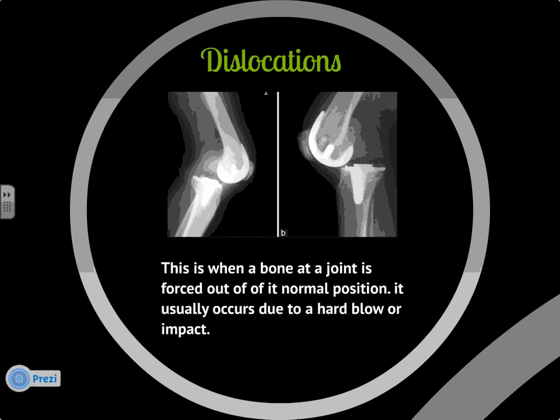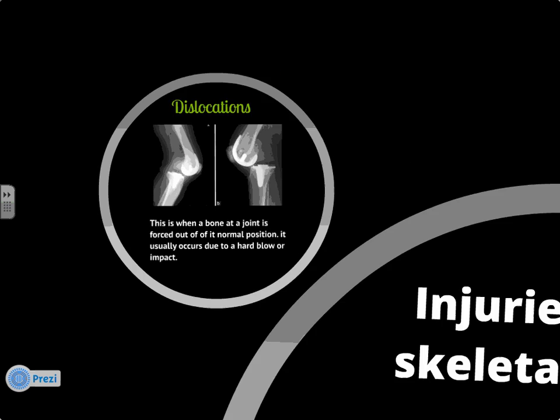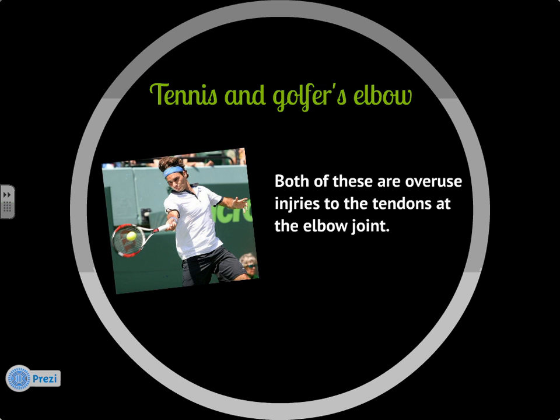Dislocations. This is when a bone at a joint is forced out of its normal position. It usually occurs due to a hard blow or impact. Tennis or golfer's elbow. Both of these are overuse injuries to the tendons at the elbow joint.